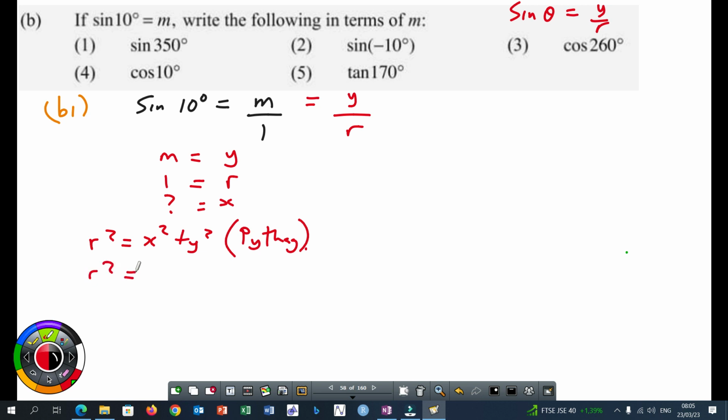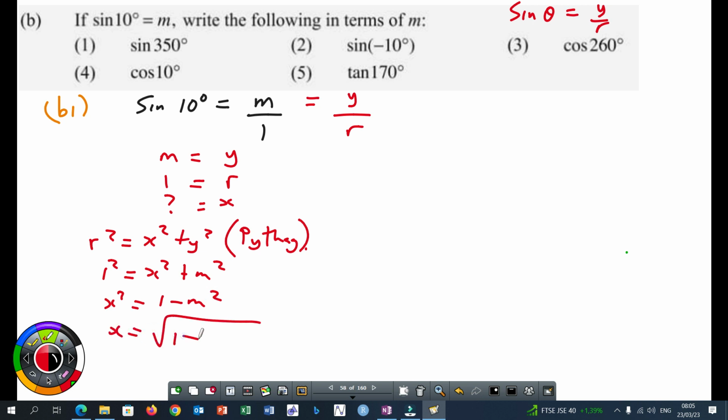Okay, so this is r squared, that's x squared, that's the one we want, plus y squared, which is equal to m squared. Let me just put the 1 here. So this will be 1 squared. So x squared will be equal to 1 minus m squared. And x will be the square root of 1 minus m squared. Right? So now I've got my x. I need to draw a sketch.